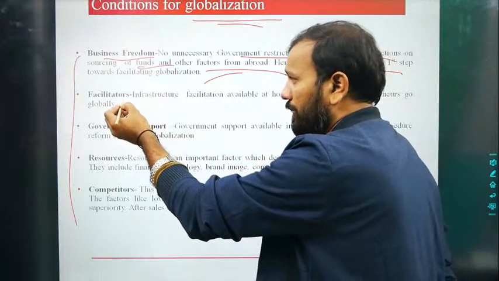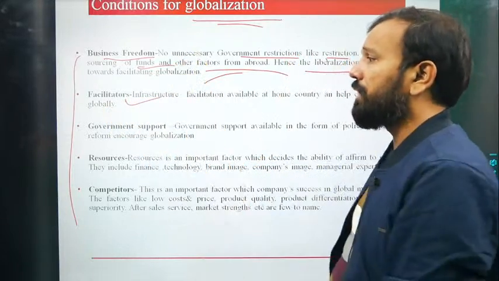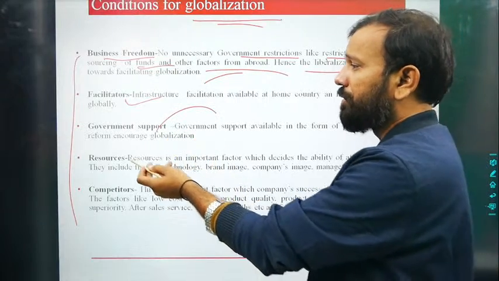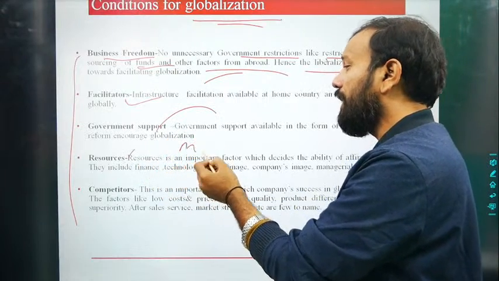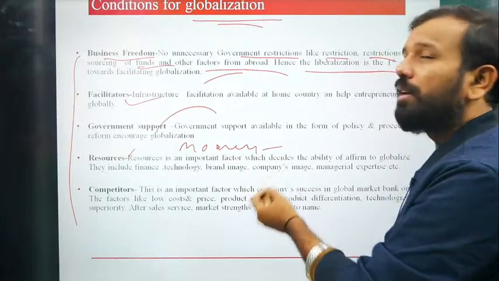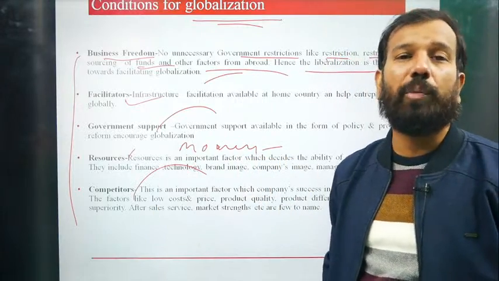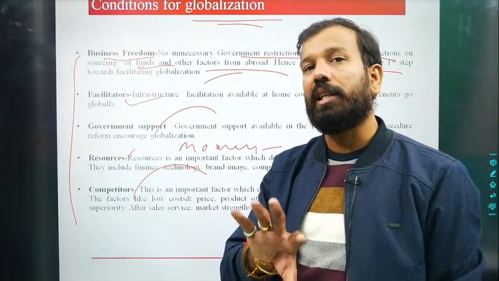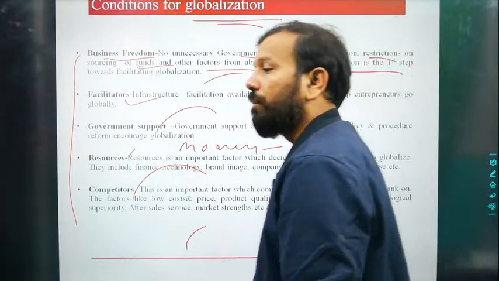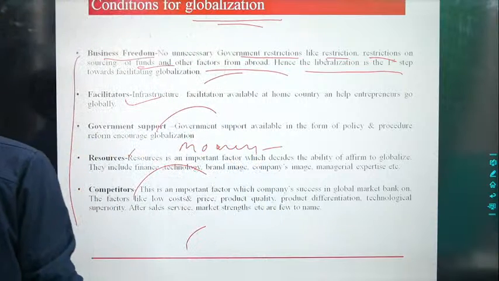There should be certain facilitators. There should be government support, as we have discussed. There should be resources like money, material, labor and capital. Competitors should be there; without competitors you will not be able to get success in the long run. So this is all about the conditions we require for globalization.